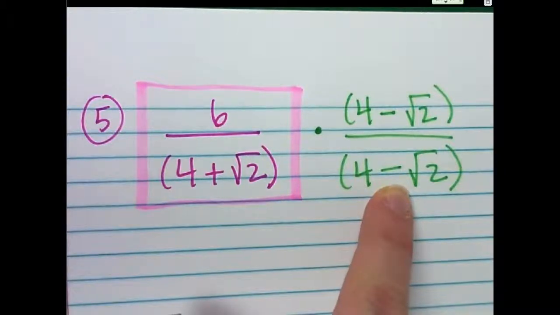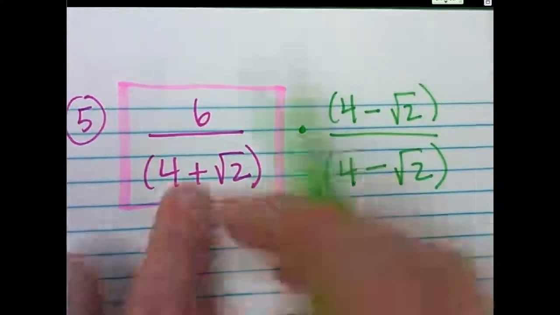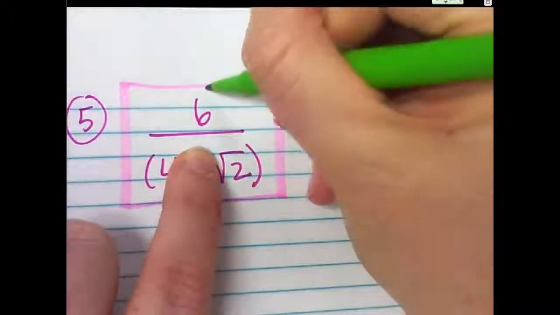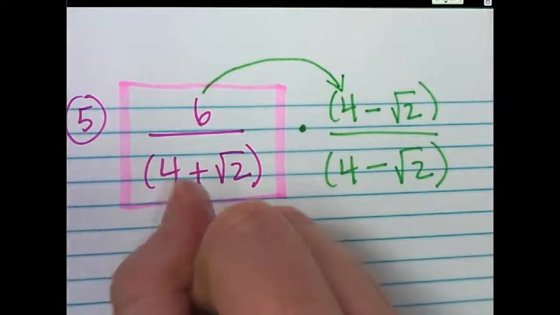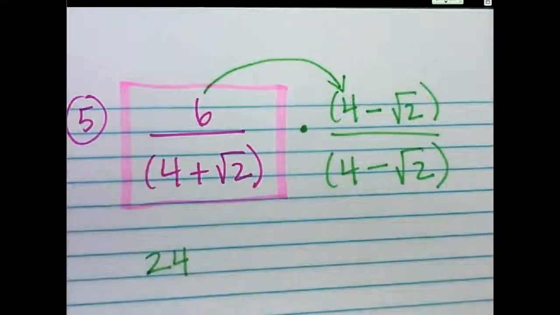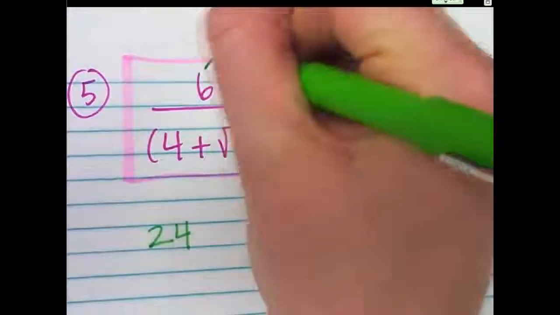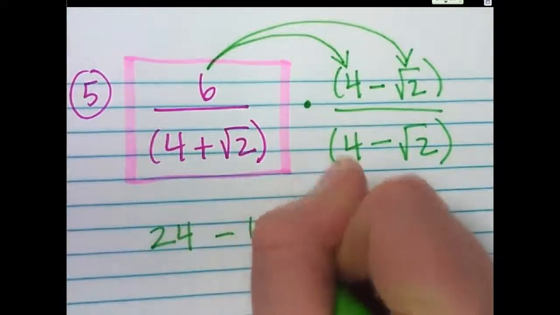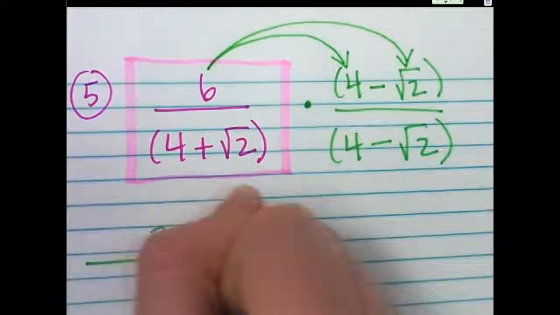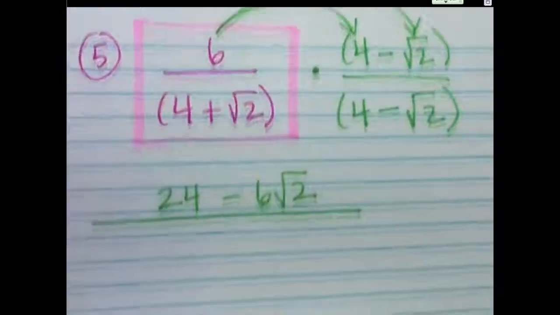Okay, so let's just multiply out the top first. This is just a single number. So I'm going to take 6 and all I'm going to do is distribute. 6 times 4 is 24. And then I'm going to do 6 times negative square root 2. Negative 6 square root 2. Over. Okay, so I'm going to FOIL the bottom.